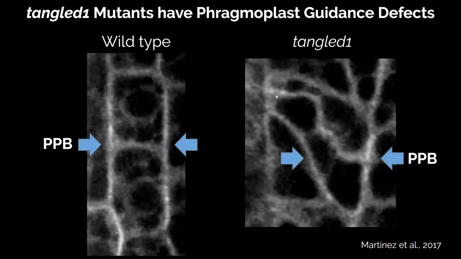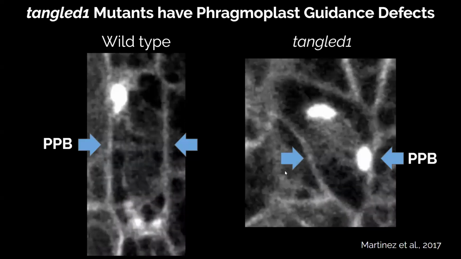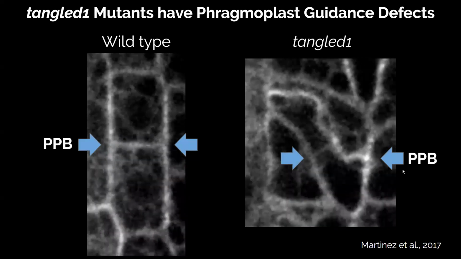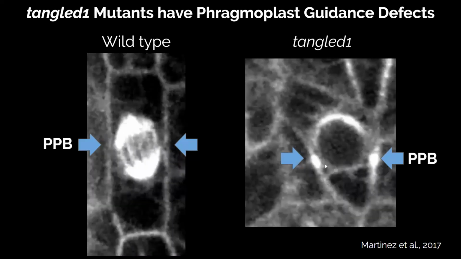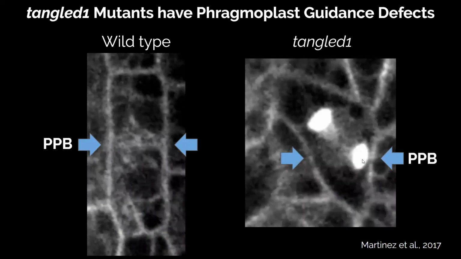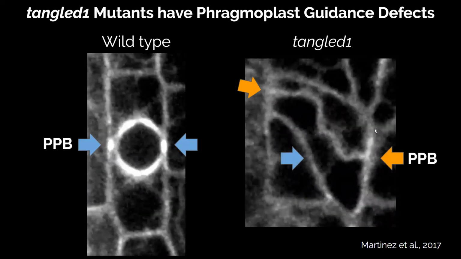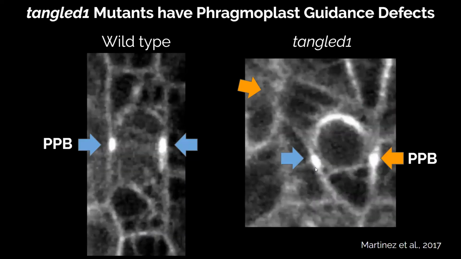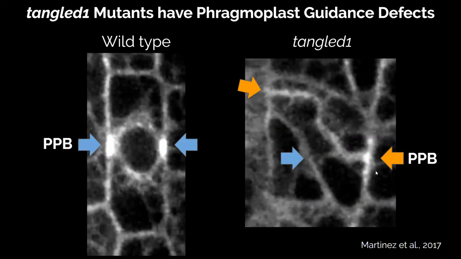However, in a proportion of divisions in the tangled 1 mutant, there are phragmoplast guidance defects. Here the blue arrows indicate where the pre-prophase band is, and you can see those bright puncta. But what you'll notice is that when the new cell wall is being built, it veers off. So the phragmoplast is misguided away from where the pre-prophase band was, and this causes these misplaced divisions.